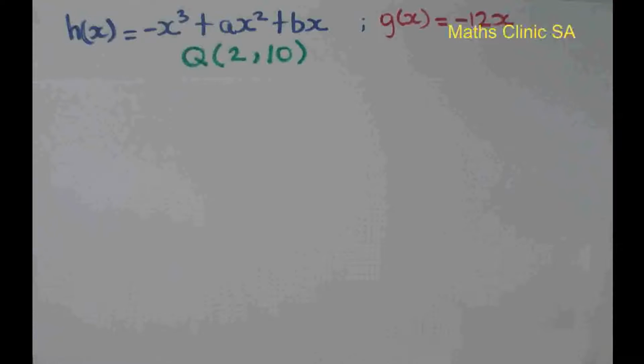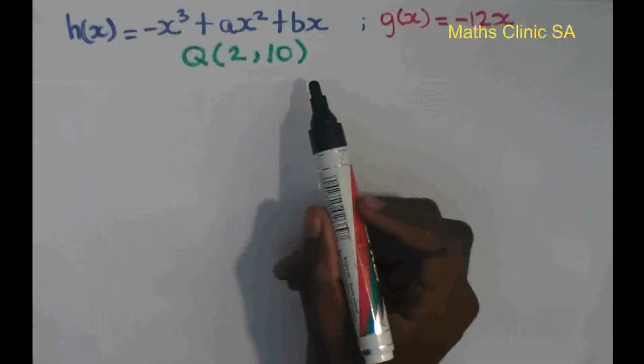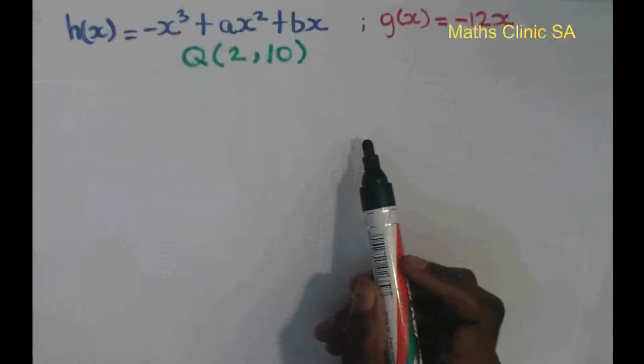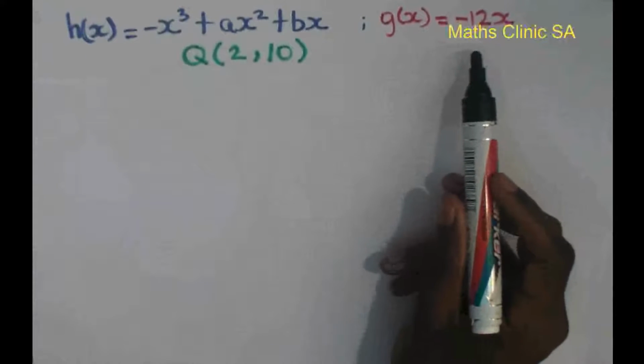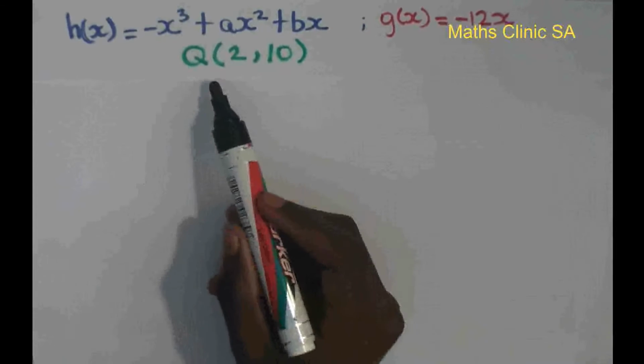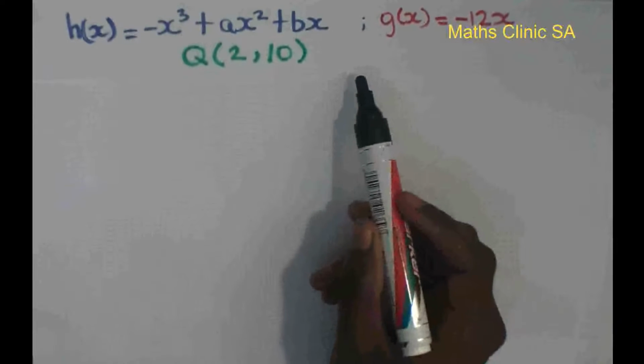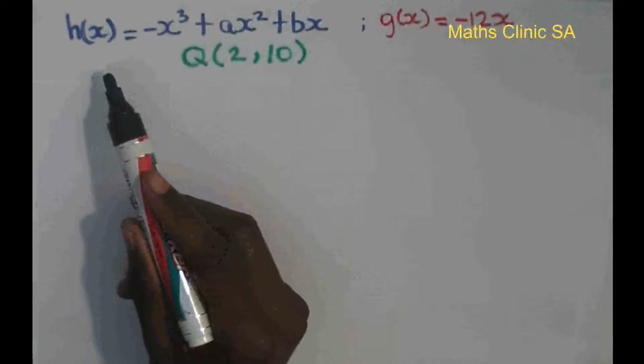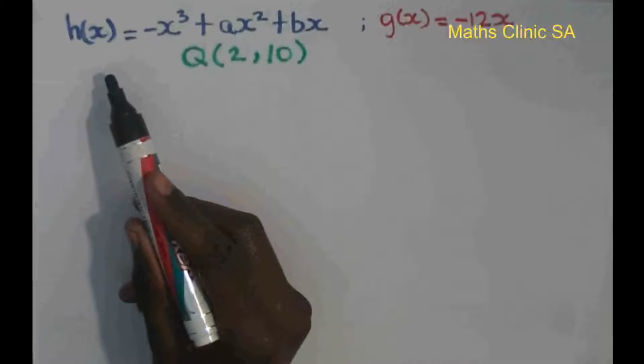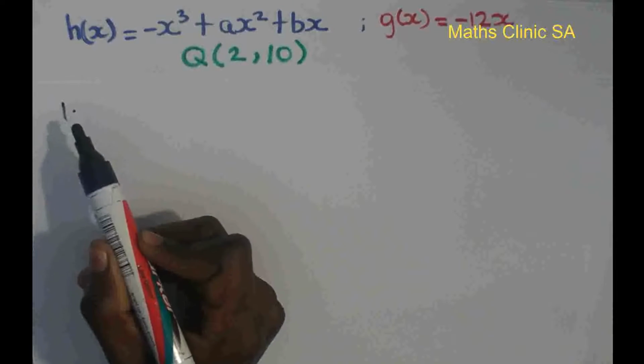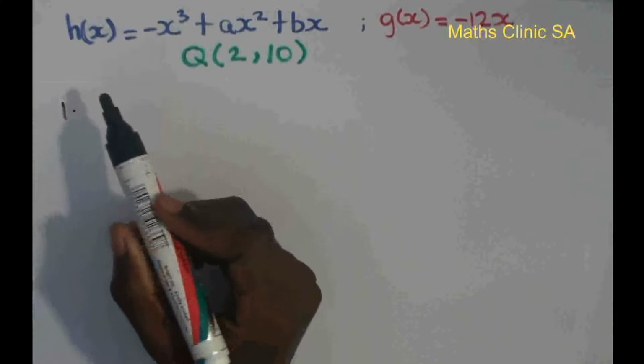Now the question is: h of x equals negative x cubed plus ax squared plus b. So the function is a cubic graph here, and then g of x equals negative 12x. Say that you know a and b, the turning points of the graph h of x, which is like a cubic graph here. Then show that a equals 3 over 2 and b equals 6.